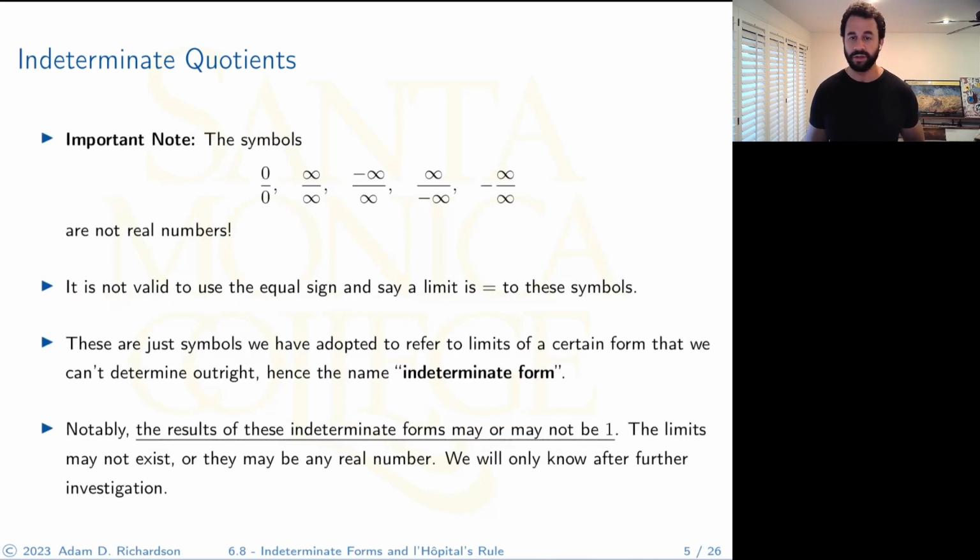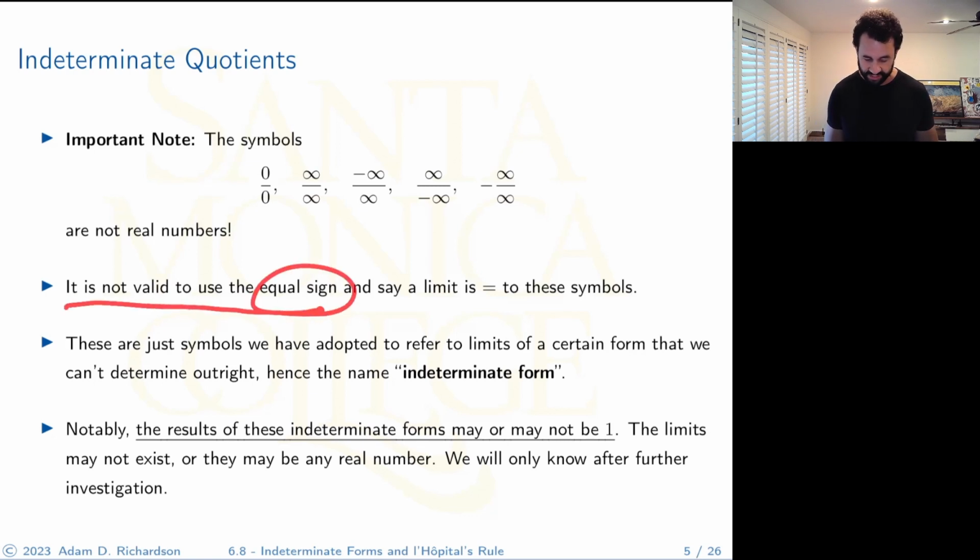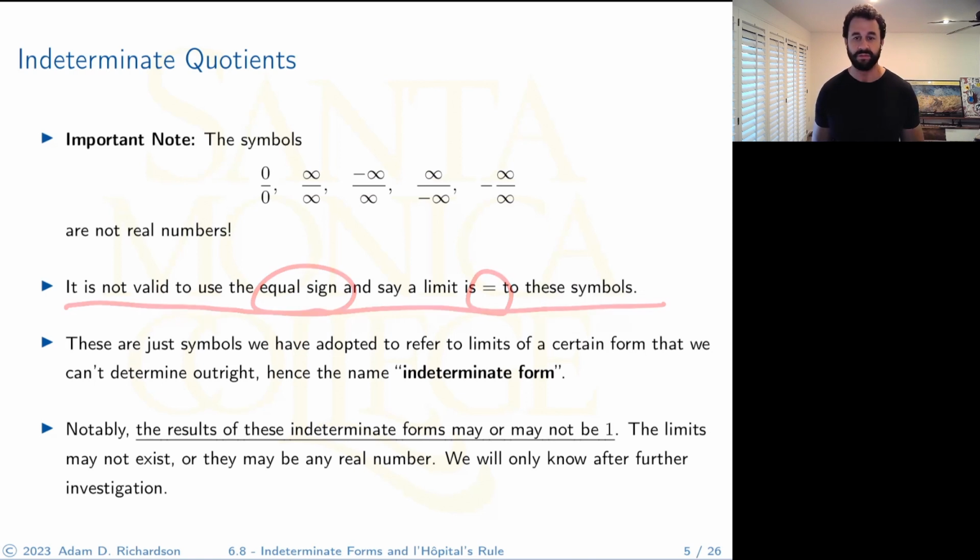All right, now we have some important notes about this. For one, I need to be very clear about this. The symbols you see here, 0 over 0, infinity over infinity, negative infinity over infinity, infinity over negative infinity, are not real numbers. These are not real numbers. So you need to be very, very careful when you're using them because you can't play with them as if they are numbers. In particular, it's not valid to use the equal sign and say that a limit is equal to these symbols. That's not valid because these are not real numbers.